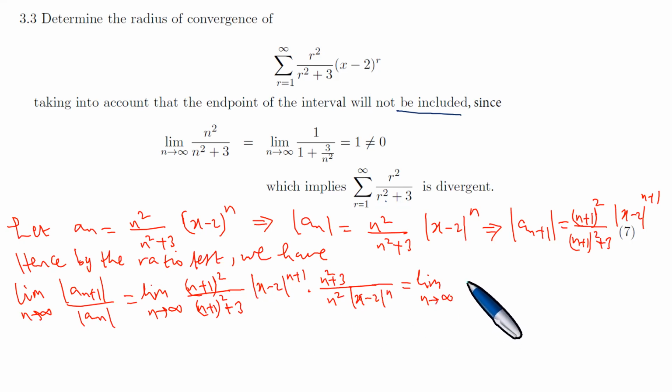Right, so this is what we have. This is exactly what we get. So this is n plus 1, all squared, n squared plus 3, divided by n plus 1, which is n squared.